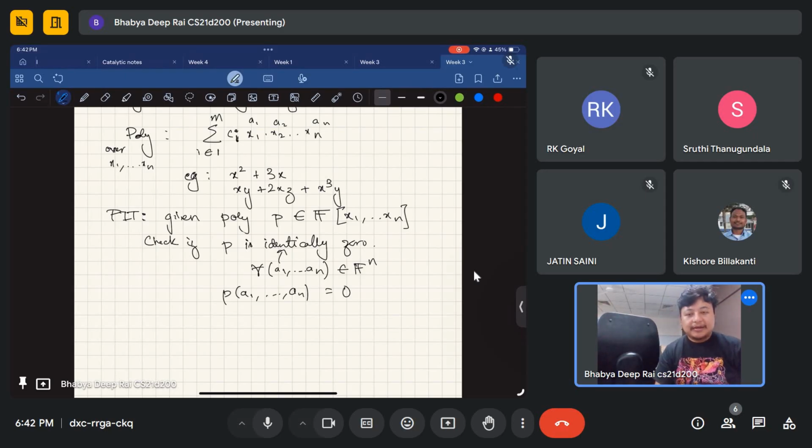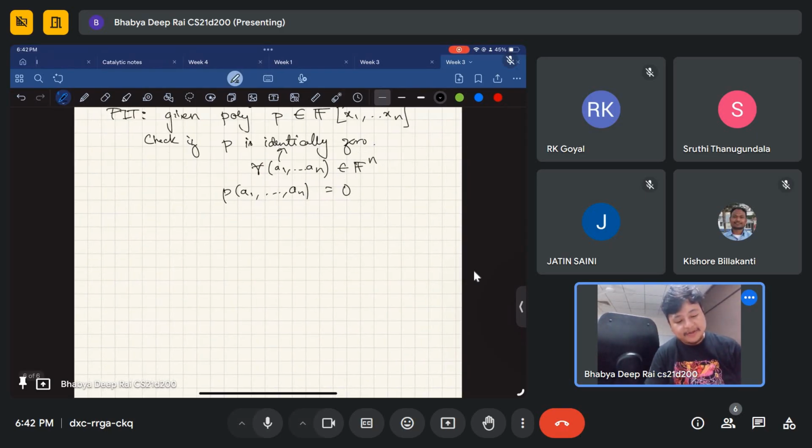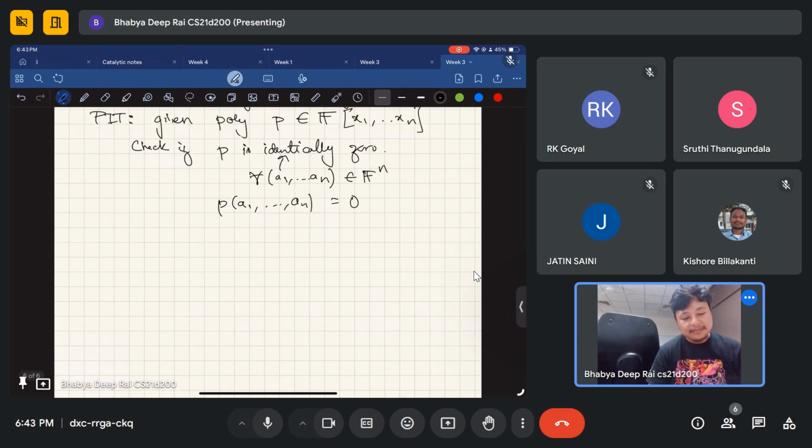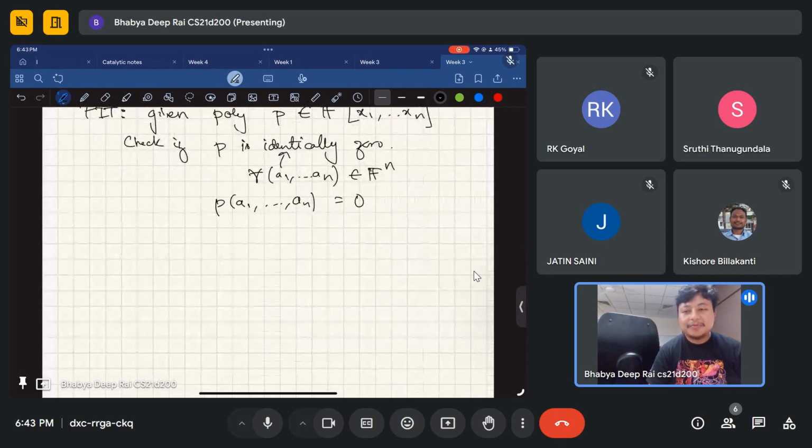Okay, so that is what is meant by PIT, polynomial identity testing. Now, this is an important problem which has many applications. But is it possible to do it in polynomial time? Given a polynomial, can I check whether the polynomial is identically equal to 0 or not? That is not known until now, whether it has a polynomial time algorithm.